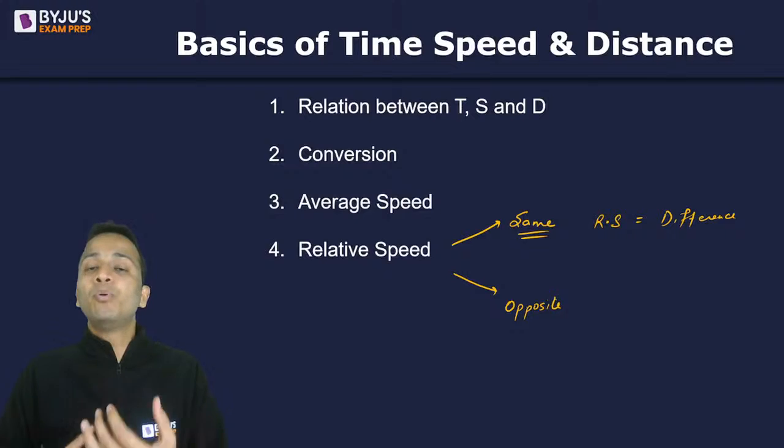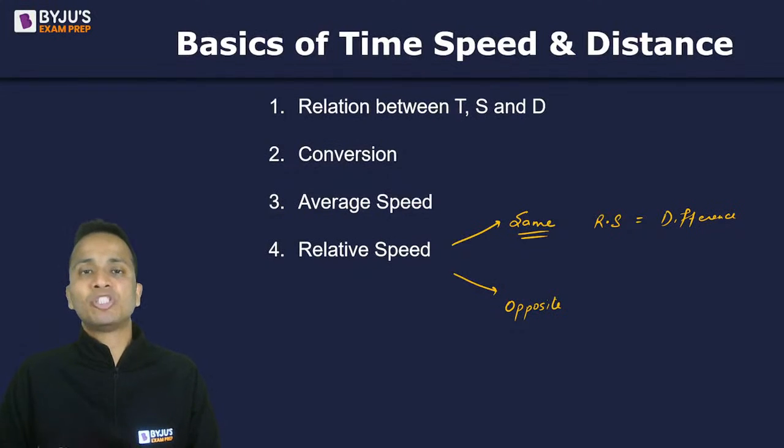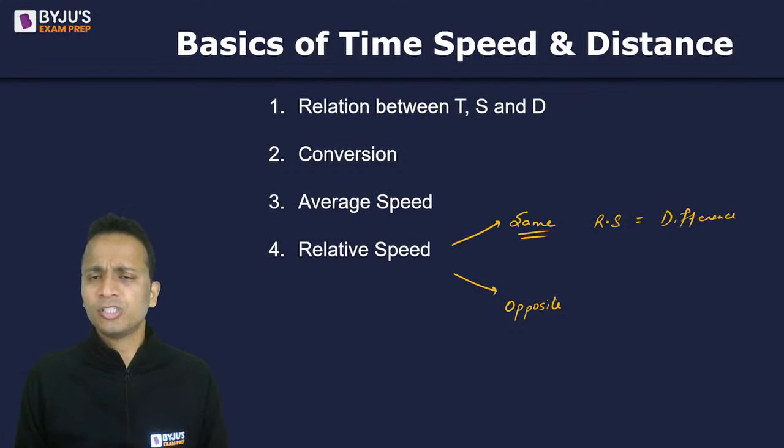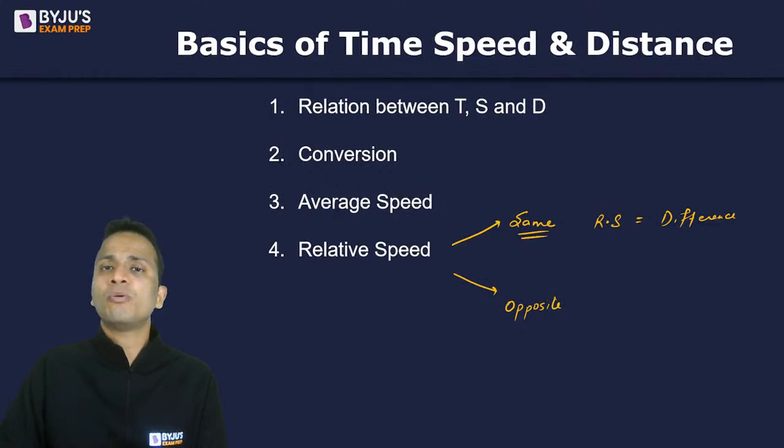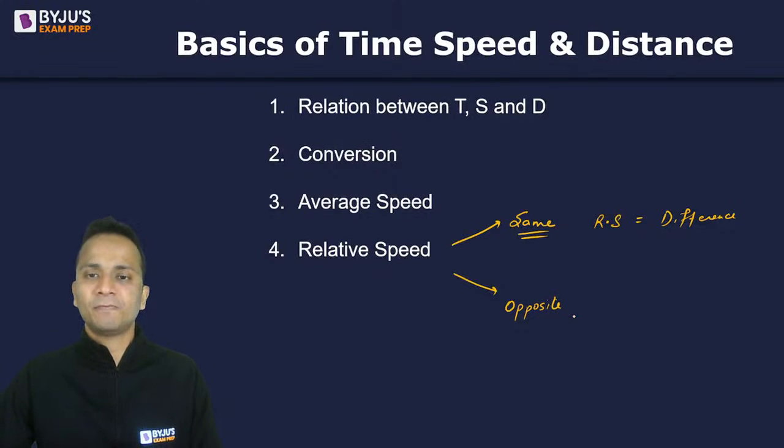Like a policeman is chasing a thief, or a dog is chasing a person. In those types of questions, we use the concept of relative speeds, where the relative speed will be the difference of the speeds because the objects are traveling in the same direction.